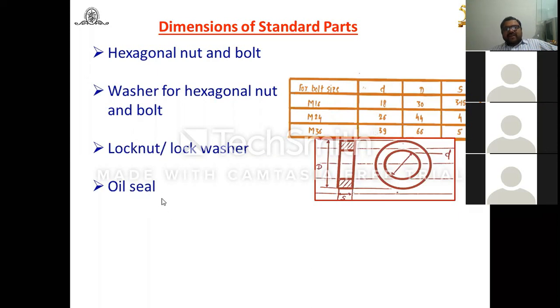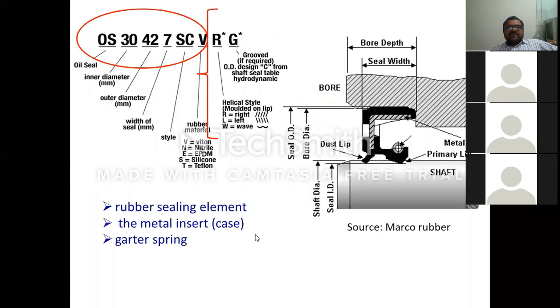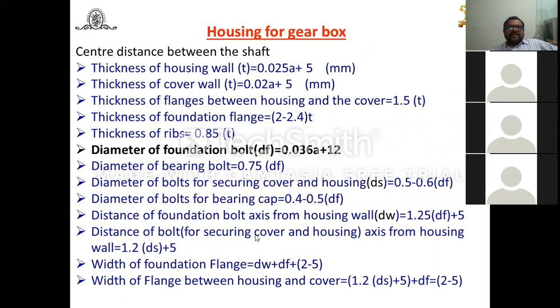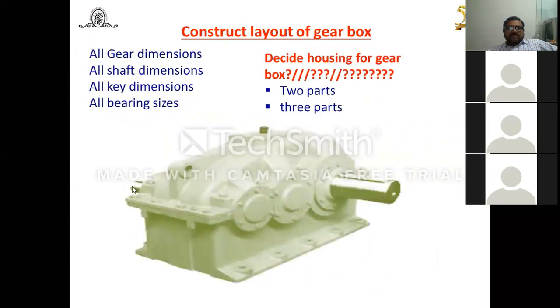Now the important part is the oil seal. Now we need it where the shaft is coming out and going inside. Look at this now here. Again, it's the input shaft and the output shaft. The intermediate shaft is a closed one.